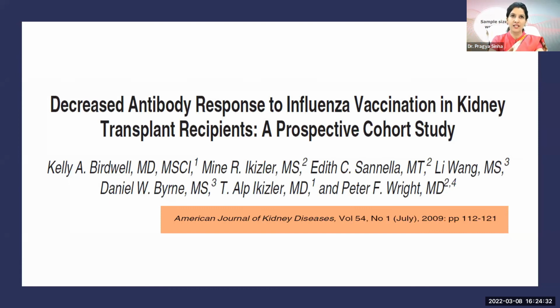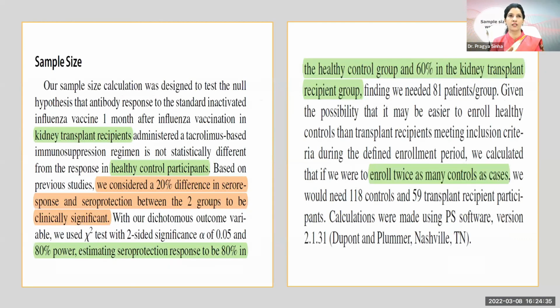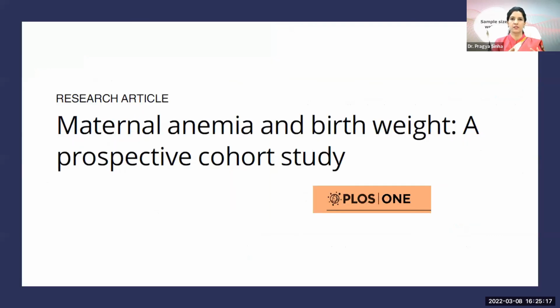The study is titled decreased antibody response to influenza vaccination in kidney transplant patients. It was a prospective cohort study. In this case, you can see that the author has justified the sample size. He took a 20% difference in the sero response and sero protection between the two groups to be clinically significant, and then he used a power of 80%. He has used 2:1. Although he has written controls and cases, ideally it should say comparison group. We should not write control and cases because classically that is used for case control studies.